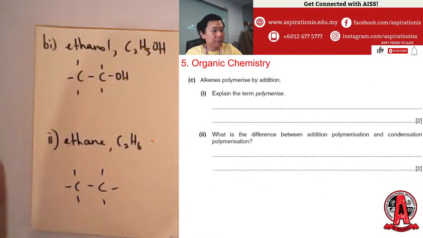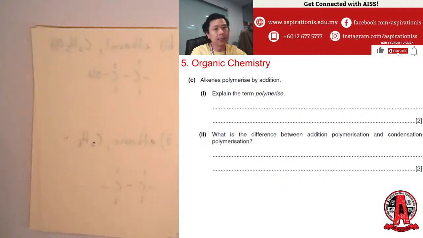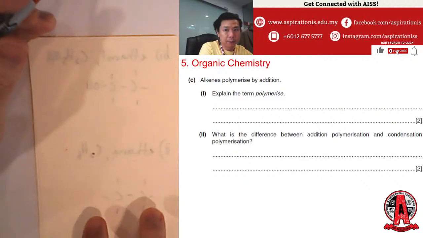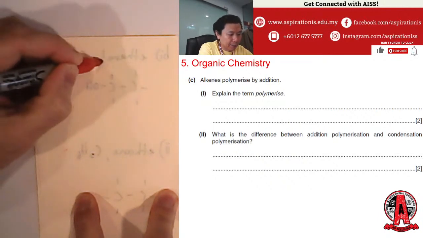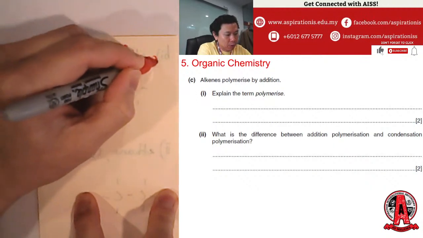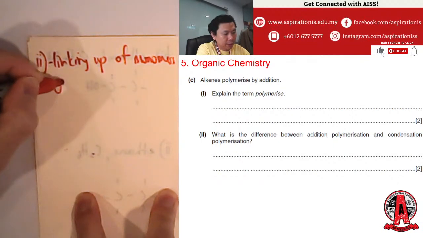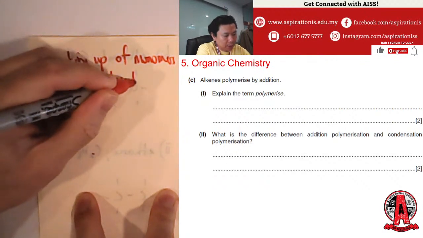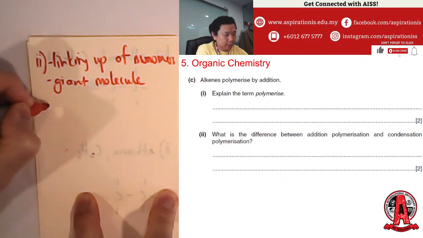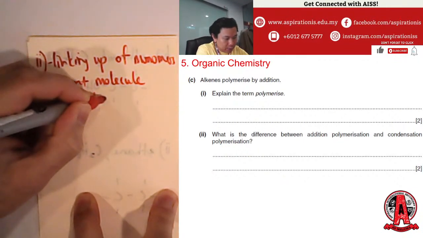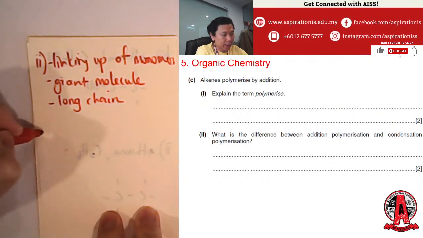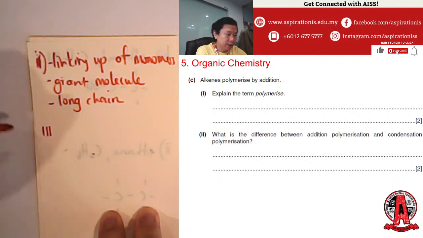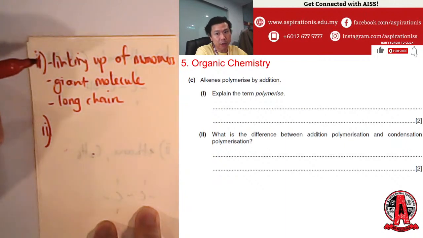Okay, maybe we can stop here after this question. Explain the term polymerize. We say that it is the linking up of monomers to form a giant molecule with a long chain. That's how you explain the term polymerize. I hope you know the difference between addition and condensation polymerization.